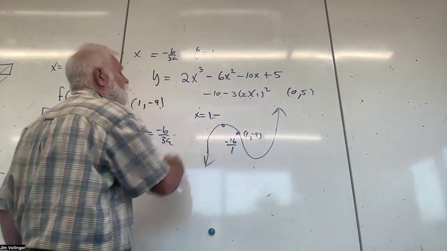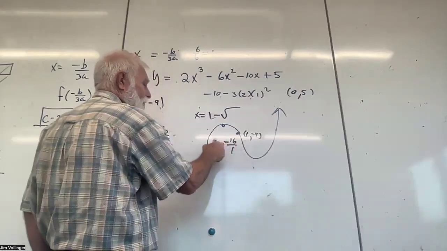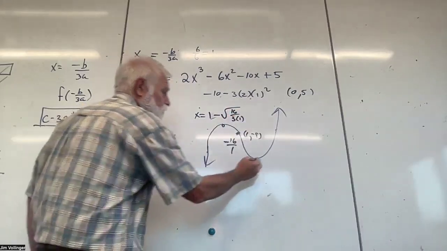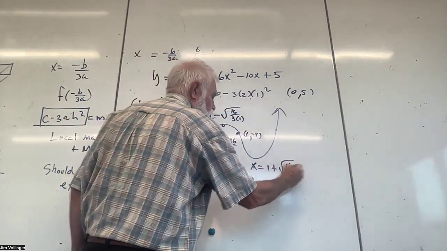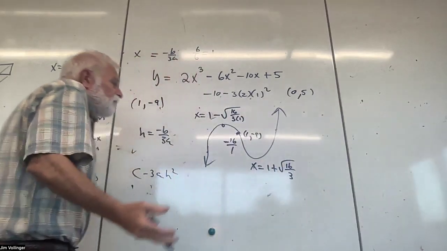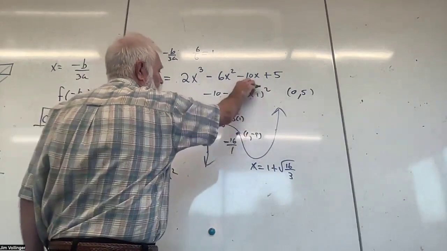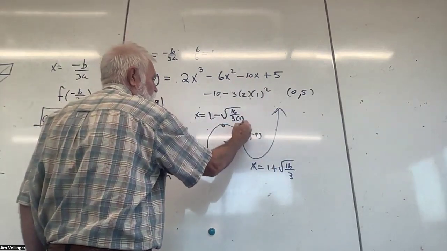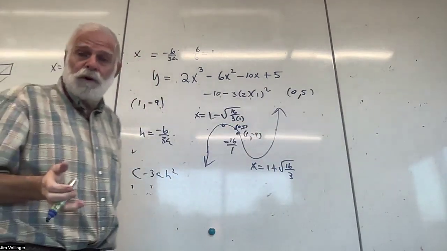I'm to the left of it. And it turns out it's the square root of the opposite of this, divided by 3 times a. And this one is x equals 1 plus the square root of 16 over 3. All right, I think I'm done. It's also nice to put the y-intercept in there, and the slope there is minus 10. I'm going down quicker here. So somewhere in there is 0, 5, right? And that's what I think is most important.